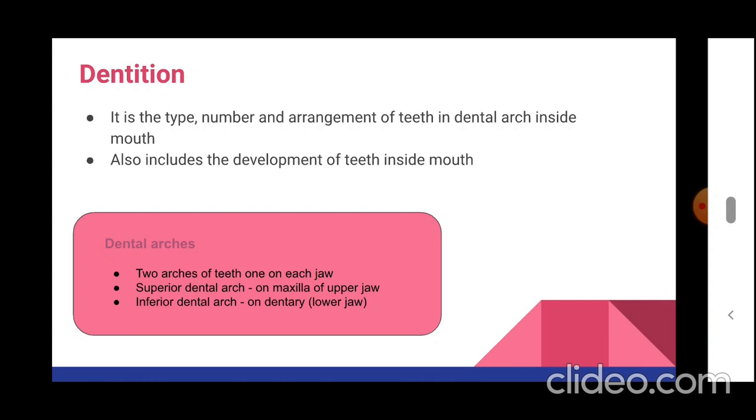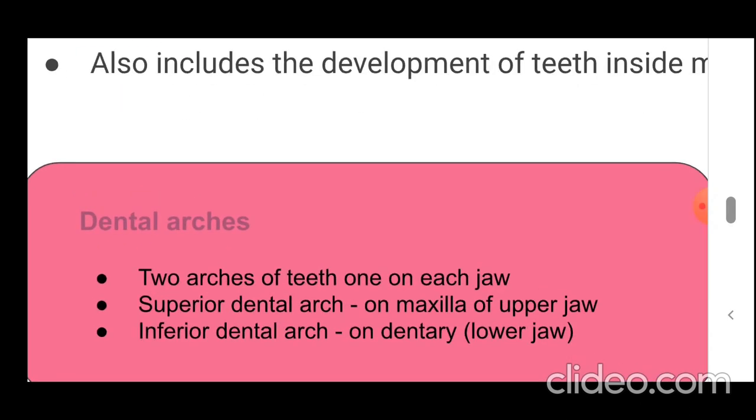So the type, number and arrangement of teeth in the dental arch. What is this dental arch? Dental arches are two arches of teeth, one on each jaw. So there are two jaws, so there are two dental arches: the superior dental arch and the inferior dental arch. The superior dental arch is placed on the maxilla of the upper jaw, and the inferior dental arch is placed on the dentary of the lower jaw.